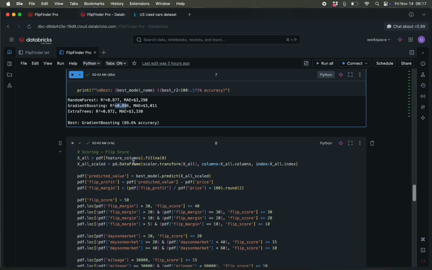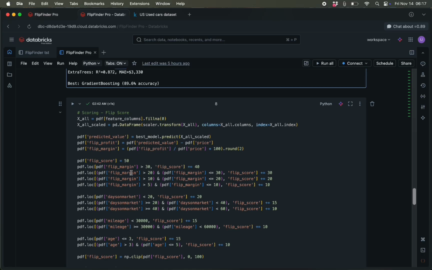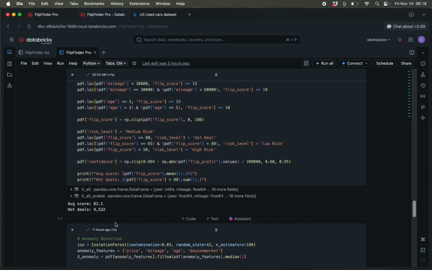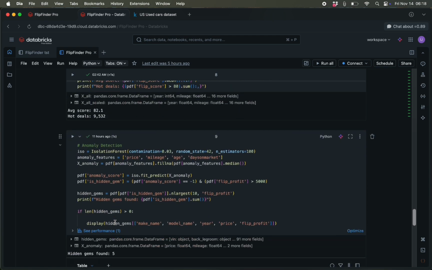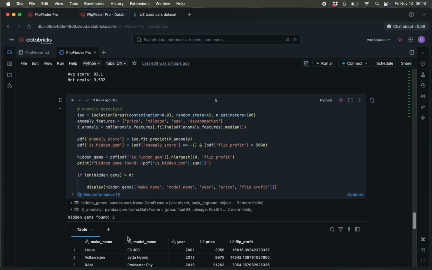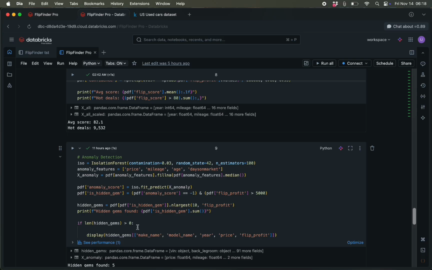Now, this section, the flip score calculation, is basically a credit score for car flipping. It combines profit potential, market demand, vehicle condition, and sales velocity into one number. Then we try to find even better deals, the hidden gems of the lot. For that, we use the isolation forest algorithm, which identifies statistical outliers, basically finding underpriced vehicles. While the main models find the good deals, our anomaly detection finds the exceptional ones.